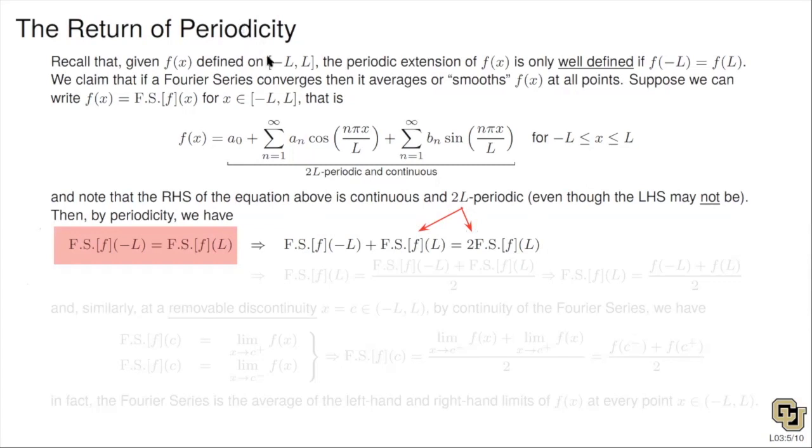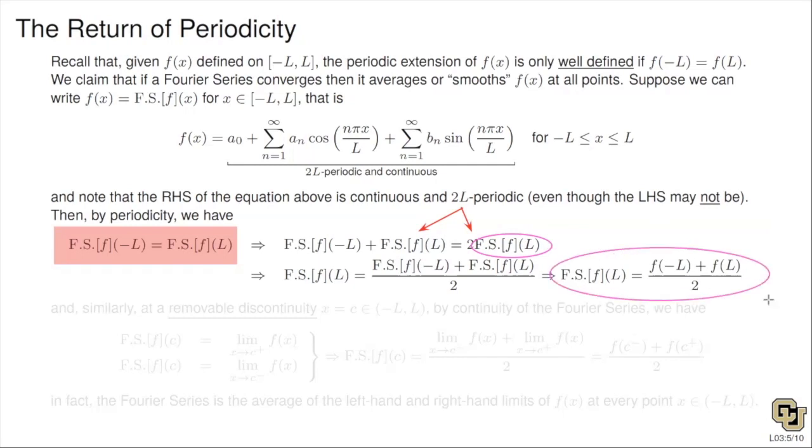Now, what I'm going to do is divide both sides by 2. What I want to do is isolate this term. So I'm going to divide both sides by 2. I get the Fourier series of f evaluated at L is this average of the Fourier series of f at negative L and the Fourier series of f at L. And since I'm assuming here the Fourier series is converging inside the closed interval, the Fourier series at L turns out to be the average value of the original function at the endpoints negative L and L.